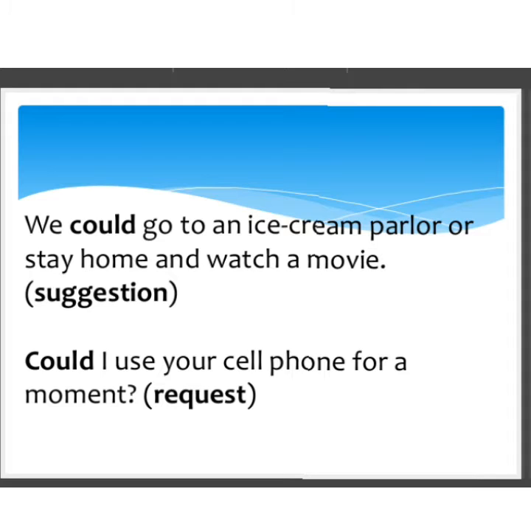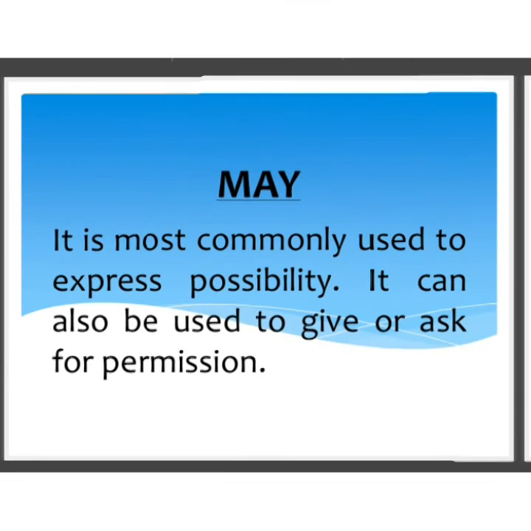In example number 1, we could go to an ice cream parlor or stay home and watch a movie. Here is a suggestion to go to an ice cream parlor or stay home and watch a movie. Now in another sentence, could I use your cell phone for a moment? Here is a request to use a cell phone.